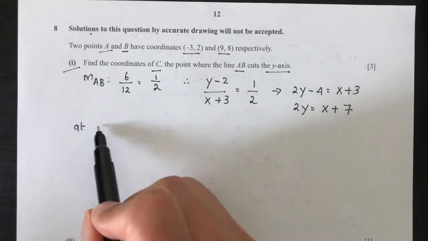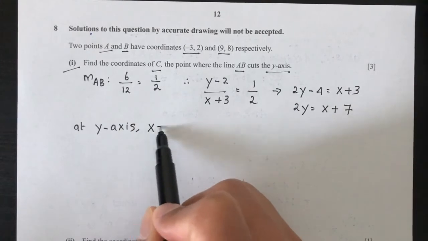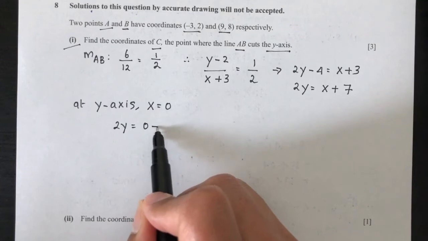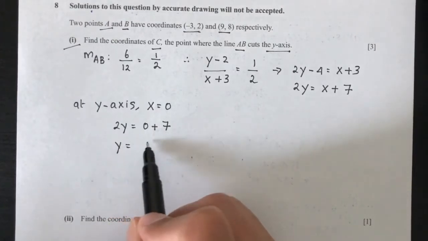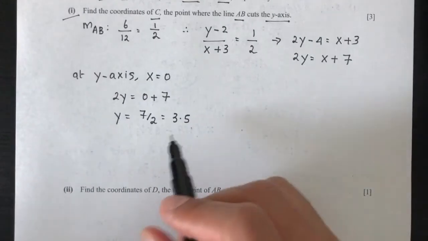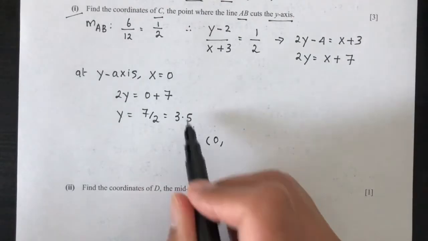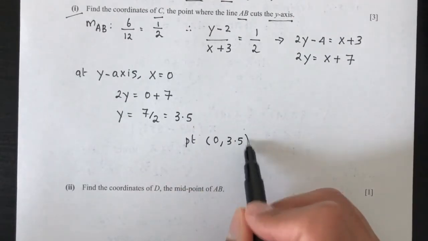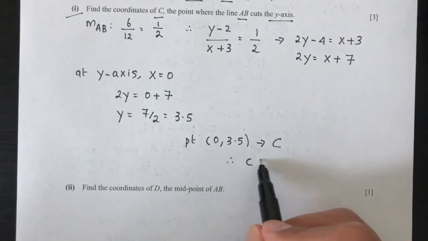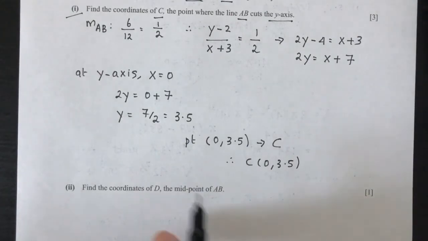Now you see at the y-axis, the value of x is equal to 0. That will be 2y equal to 0 plus 7. So y is 7 divided by 2, which is 3.5. So the point is 0, 3.5, the point where it cuts the y-axis. So C is 0, 3.5. That is your answer for part 1.